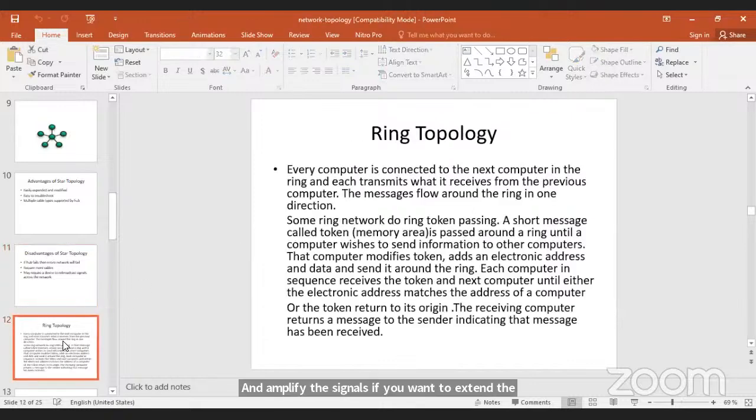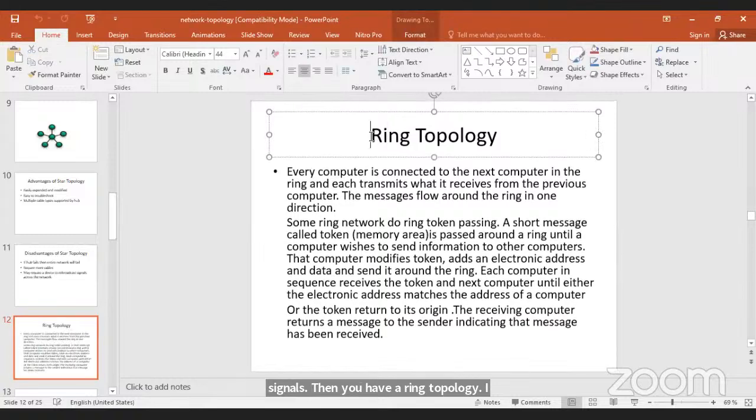Then we have a ring topology. As its name suggests, this arrangement forms a ring.